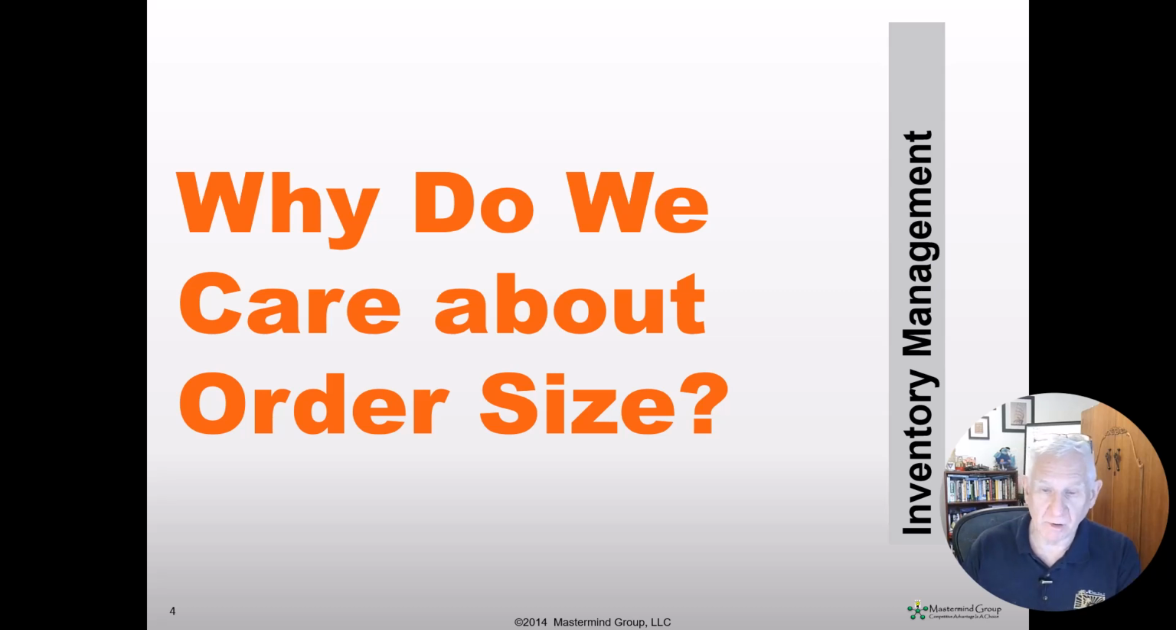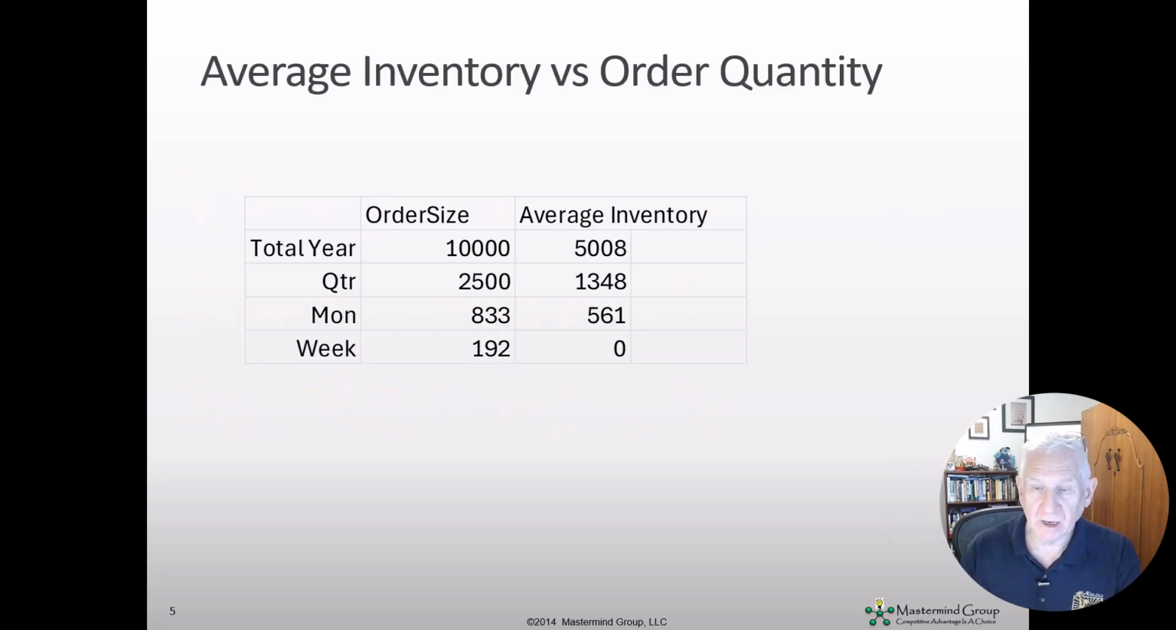Why do we care about order size? Well, let's take a look at a couple of situations and compare what this means in terms of inventory, order quantity, and average inventory. If you look at this data, we can break down a very simple example, 10,000 total units per year. If we had one order and it was delivered all at once, we would have an average of about 5,000 units. That's a lot. That means it takes a long time to use it all up, and at the end of the year, we would need to restock and start over again.